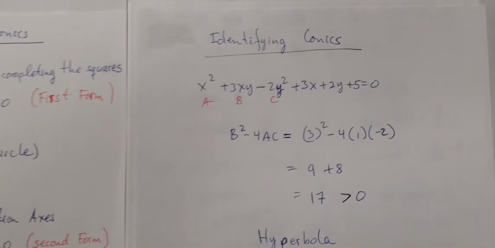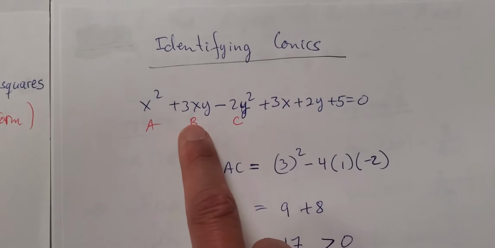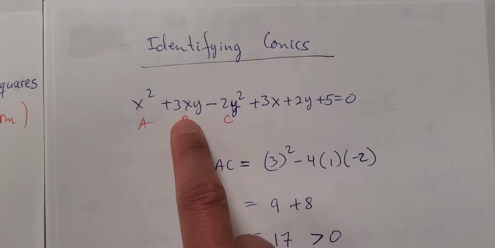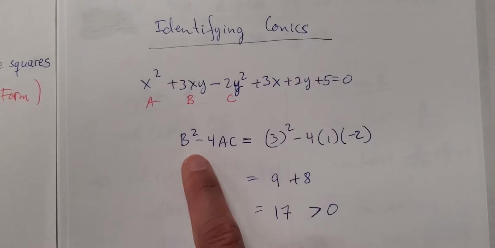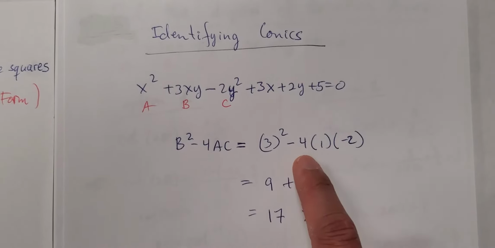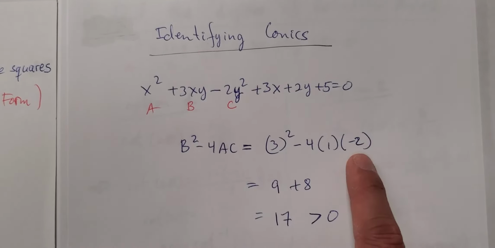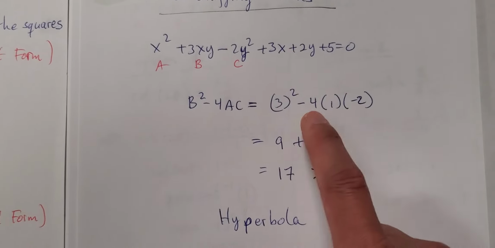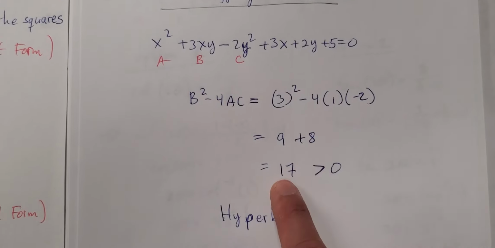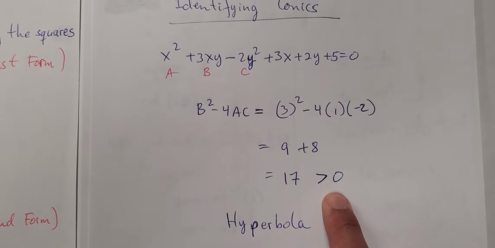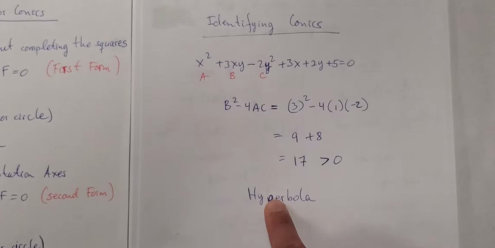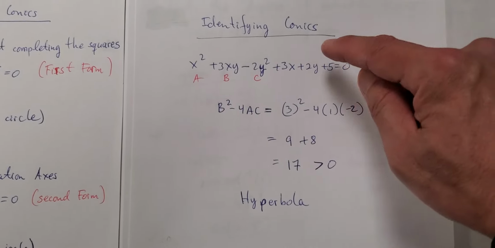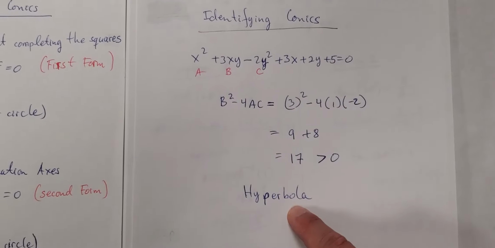Okay, so here's our example. Here's your A, B, C, D, E, F. Again, B always has x and y together. So B squared minus 4AC, B is 3, A is 1, C is negative 2. Okay, order of operations, that gives me 9 plus 8, 17. 17 is bigger than 0, so it is a hyperbola. This is how you identify this equation as a hyperbola.